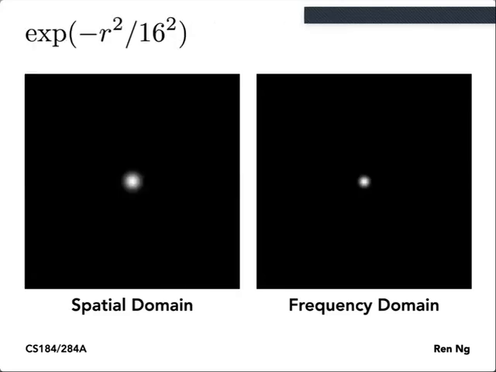Let's take a look at some other examples. Instead of simple sinusoids, let's look at a Gaussian. Here's a Gaussian on the left-hand side. This is exponential of negative r squared over 16 squared. R is just the square root of x squared plus y squared, literally the radius distance from the origin on the image domain. It turns out the Fourier transform of the Gaussian on the left-hand side, shown on the right, is a Gaussian too, and it looks like this.